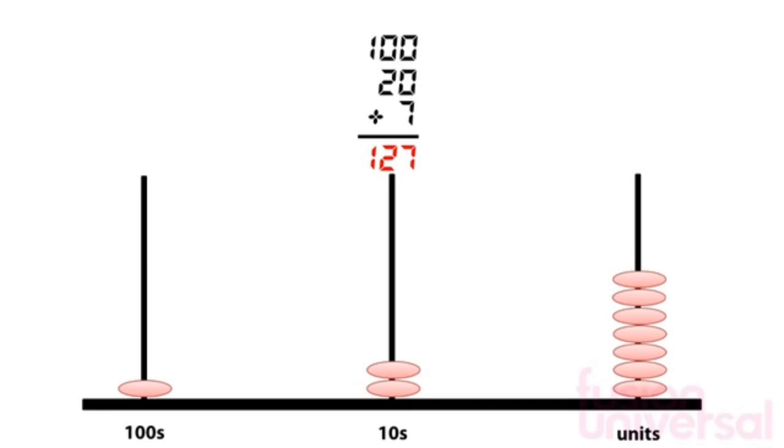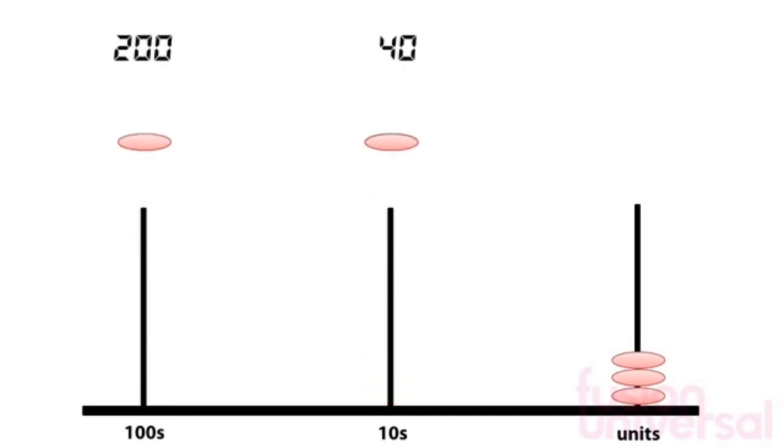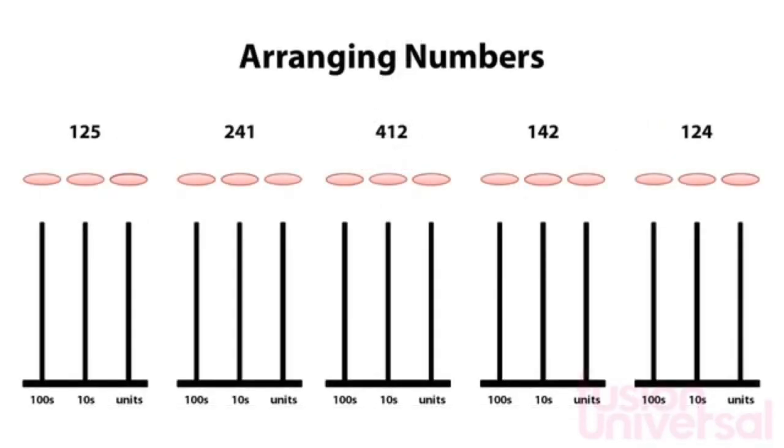This can work in reverse in the following way. In the hundreds column there are 2 beads, 4 on the tens column and 3 on the units. 200 plus 40 plus 3 makes 243. We can use the abacus to put numbers in order from smallest to biggest.